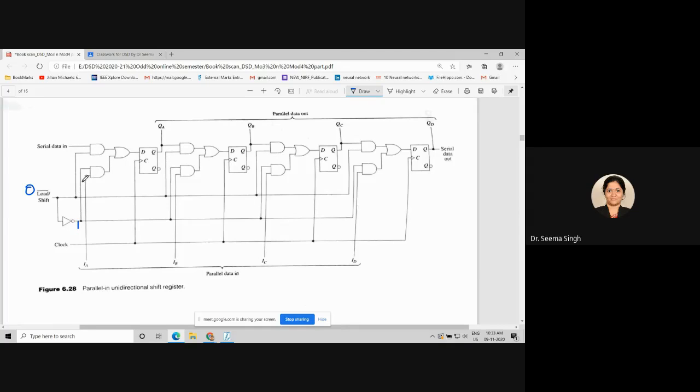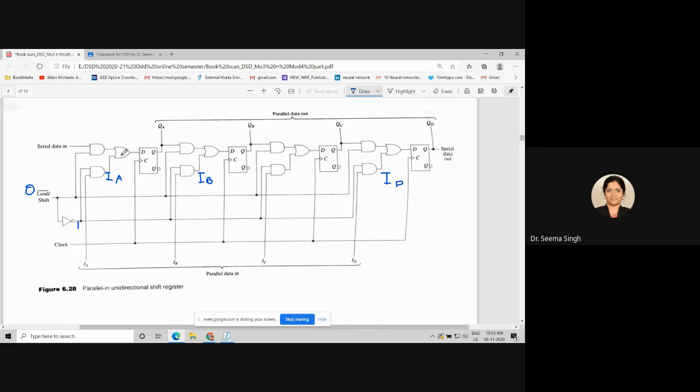So when 1 is one of the inputs of all the 4 AND gates, IA, IB, IC, ID are the parallel in data available, and as soon as load is equal to 0, you get a 1 here. You will get your input data here. IA will come here, right? Same way, IB will come here, IC will come here, ID will come here. So all your parallel data gets loaded. Where does it get loaded? It gets loaded to your D flip-flop.